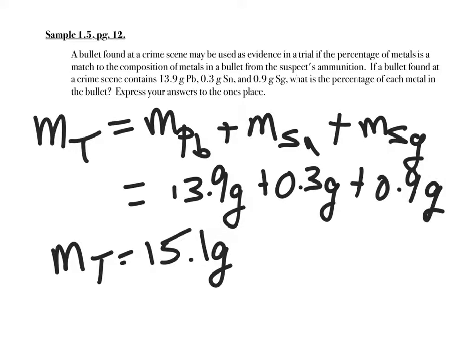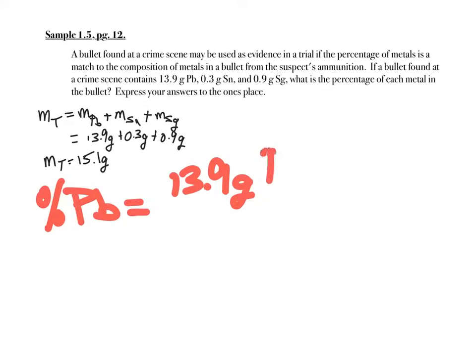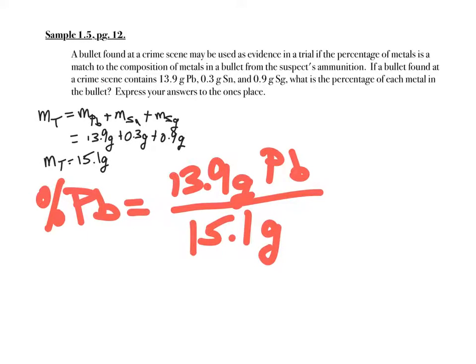Now that we have the total mass, we can find the percent mass for each of those elements. All right, now that I've given myself some more space, I can do the rest of the work. So the percent lead is going to be the amount of lead collected, which is 13.9 grams of lead, divided by the total mass, 15.1 grams. And you can see grams are going to cancel out there, times 100%. And we get 13.9 divided by 15.1 times 100.